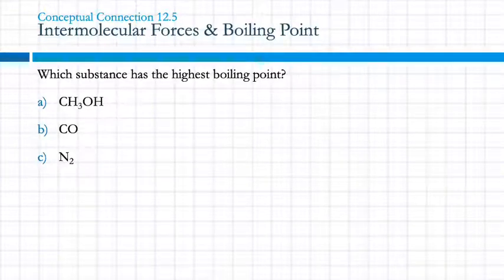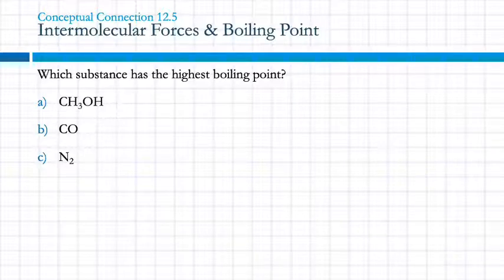Which of these substances has the highest boiling point? So we're looking for the strongest intermolecular force. Could any of these have an ion-dipole force? By themselves, pure substances? No. So take that one off the table because you'd have to have a mixture of things, and this isn't mixtures, this is just pure compounds. So we have CH3OH, we have CO, and we have N2.